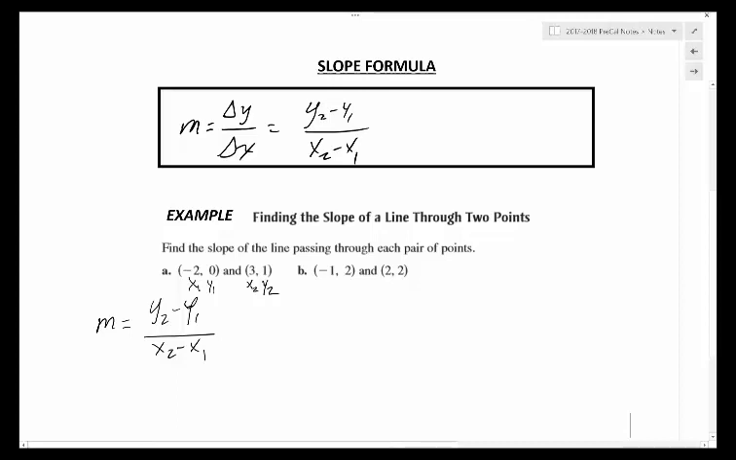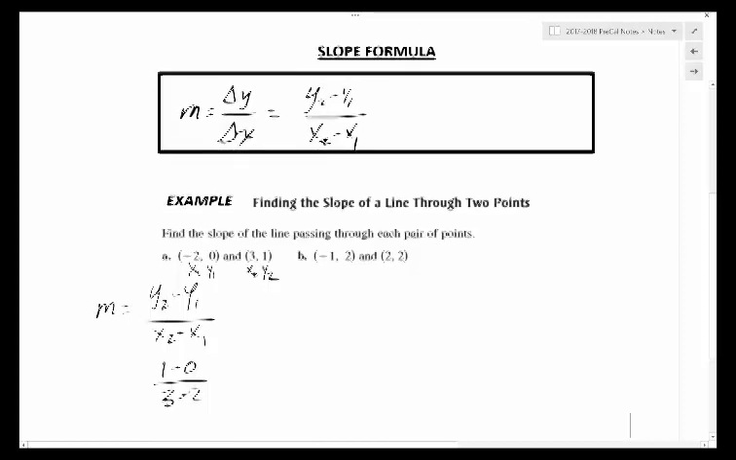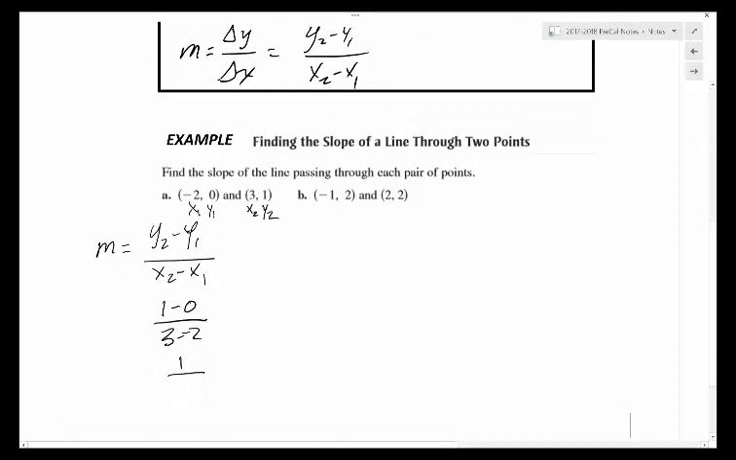I basically just plug in what fits where, so 1 minus 0 over 3 minus negative 2, which becomes 1 over my 3 minus negative 2, I slash and dash to get 3 plus 2, which is 5. So my slope is a slope of 1/5, which means for every time I go up 1 point, I simultaneously have to go to the right 5 points.